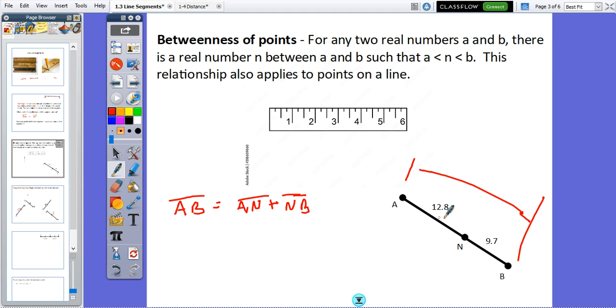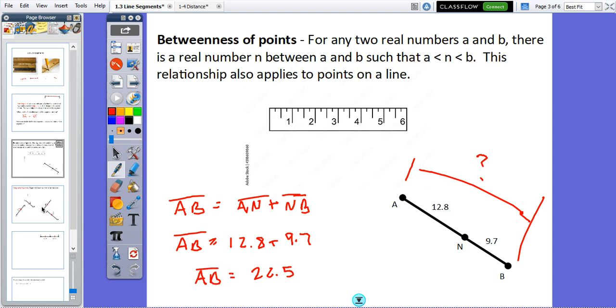That being said, when it comes time to actually find the value of this right here, we say, hey, AB, like we said, is made up of AN plus NB. Well, AN equals 12.8, and NB equals 9.7. So if I add them together, that gives me 22.5. So that's the length of segment AB right there.